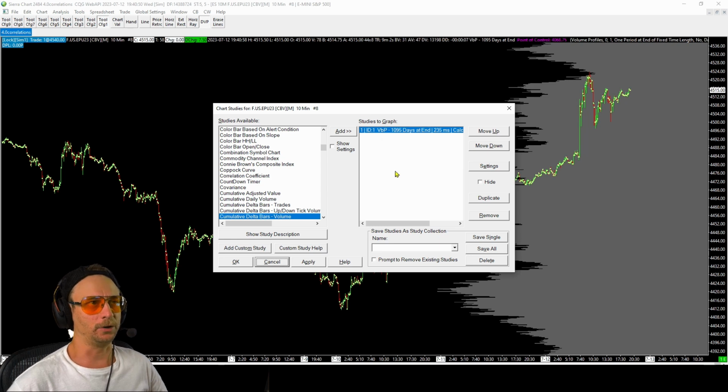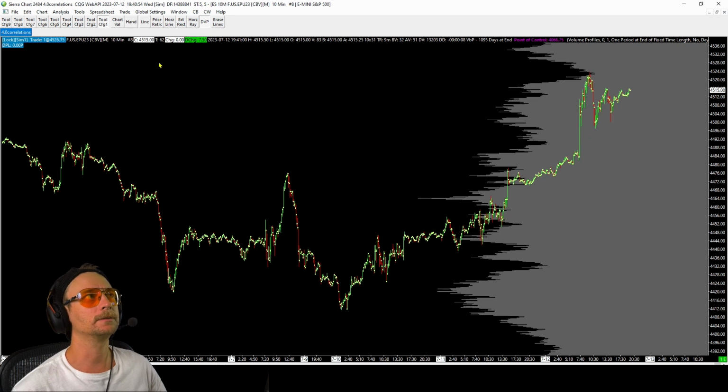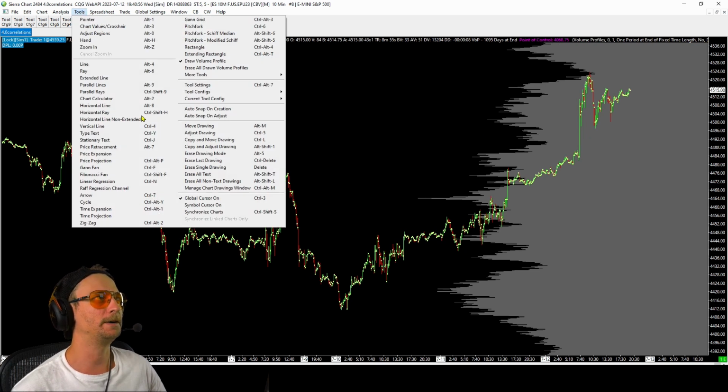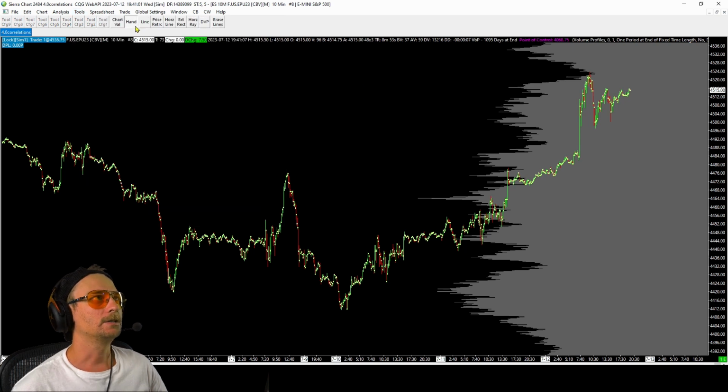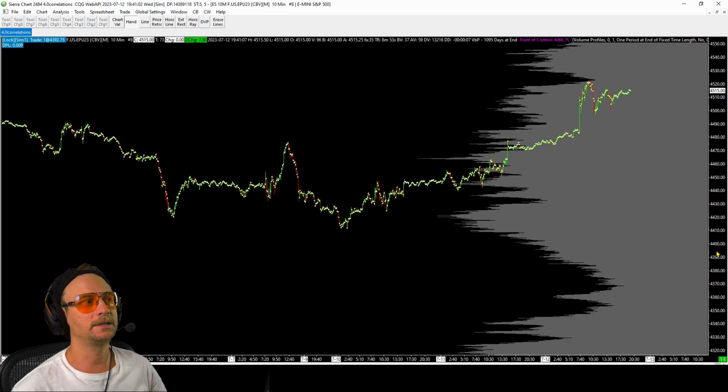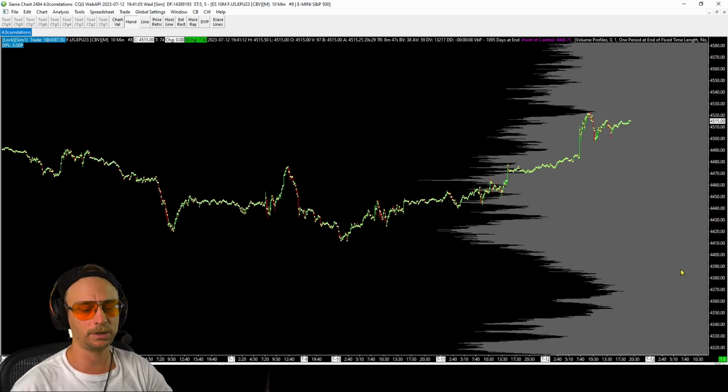There's other stuff here like current price line and whatever. But anyways, for those who want to know how to draw a profile, it's in the tools section, draw volume profile right here. Okay, so now we have our base 10-minute chart. So this is where we're going to start.